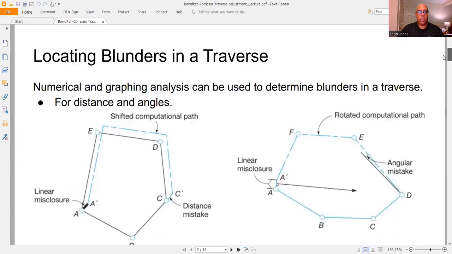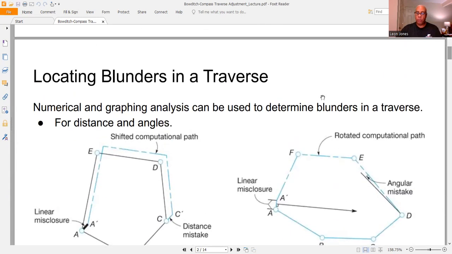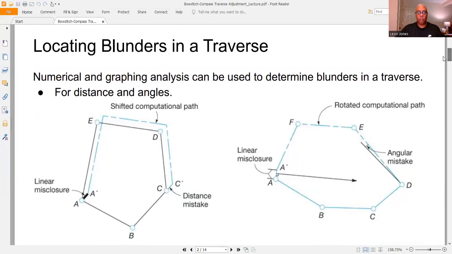Now, we're making traverse adjustments. And what we're going to be doing is locating blunders in a traverse. Now, here in the PowerPoint, you see that the traverse, which is a polygon, has a missed closure. In other words, it doesn't close. Again, when we're dealing with angles and polygons, you have to use the formula n plus 2 times 180 if you're dealing with exterior angles, and n minus 2 times 180 when you're dealing with interior angles.